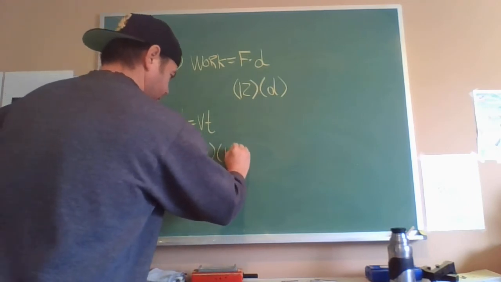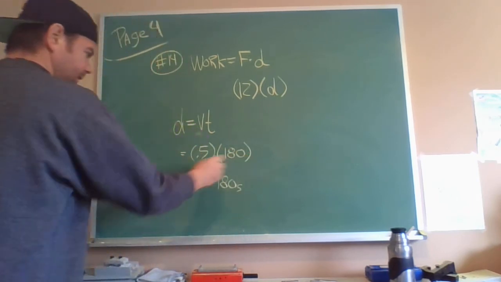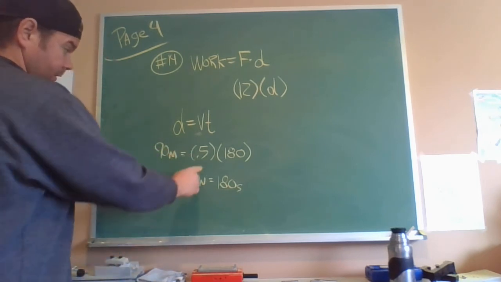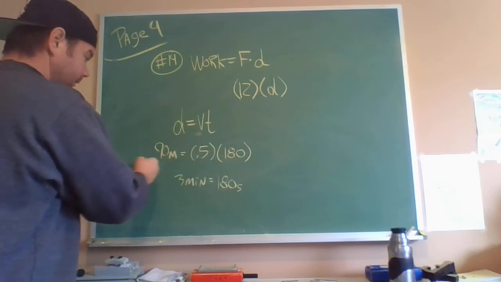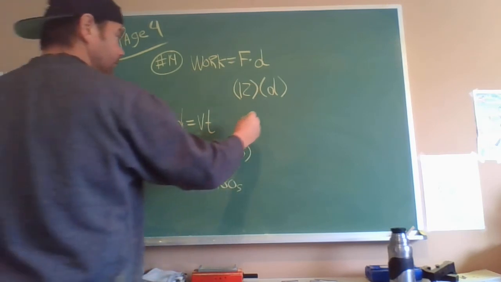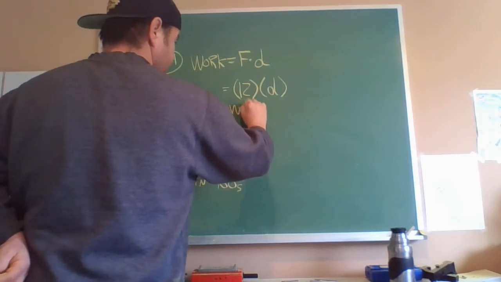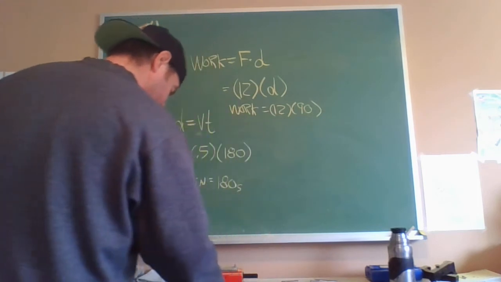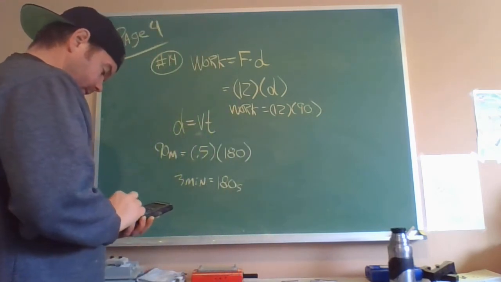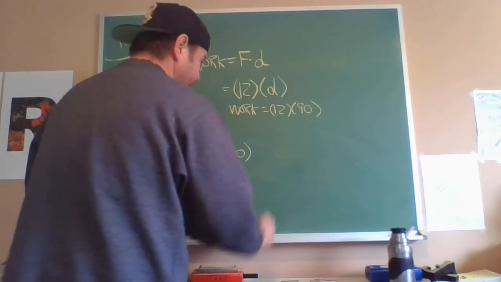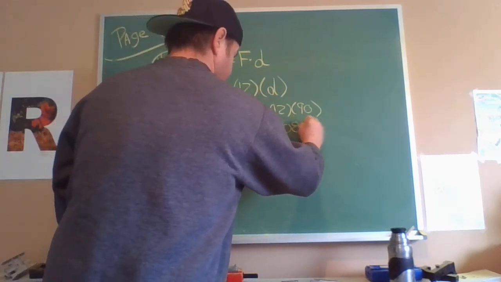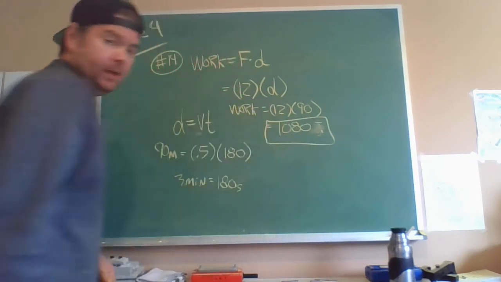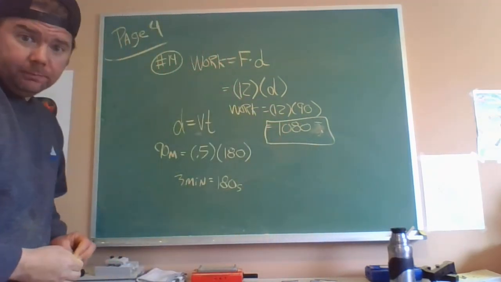That's what goes in here. So the distance is actually going to be 90 meters, right? Velocity times time in seconds is 90 meters for the distance. So the work is equal to 12 times 90, which is 1,080 joules. And that is the final answer for number 14.